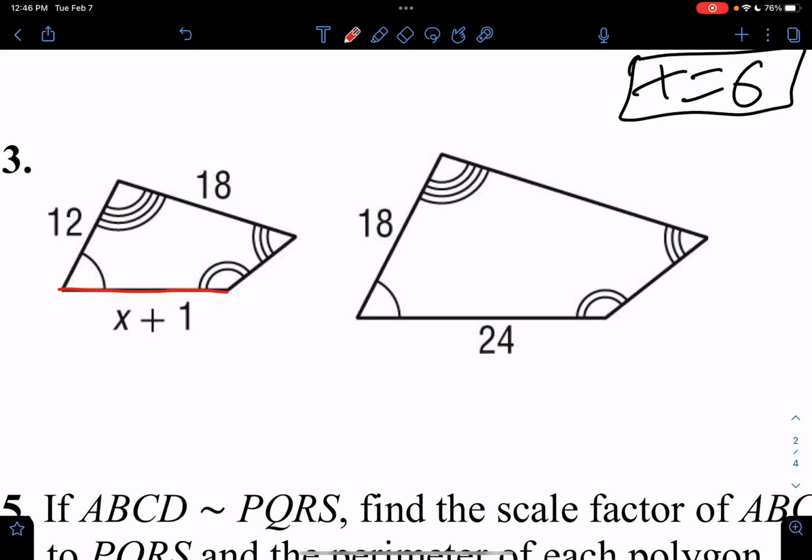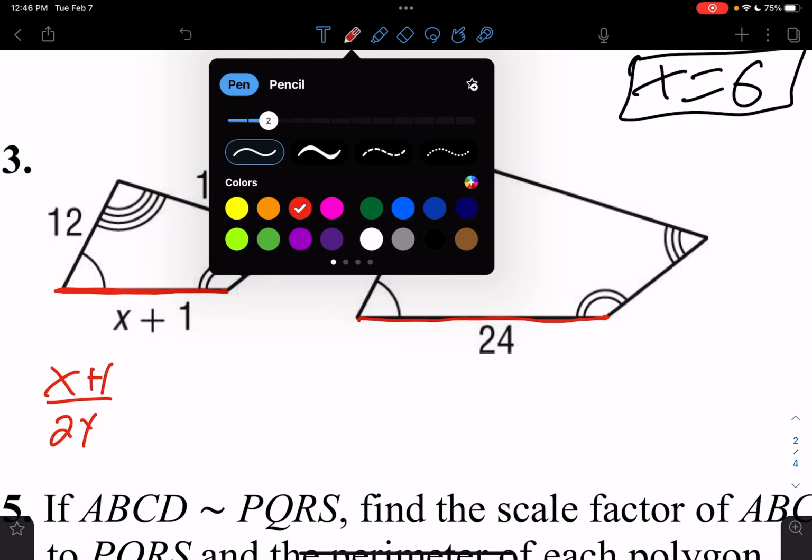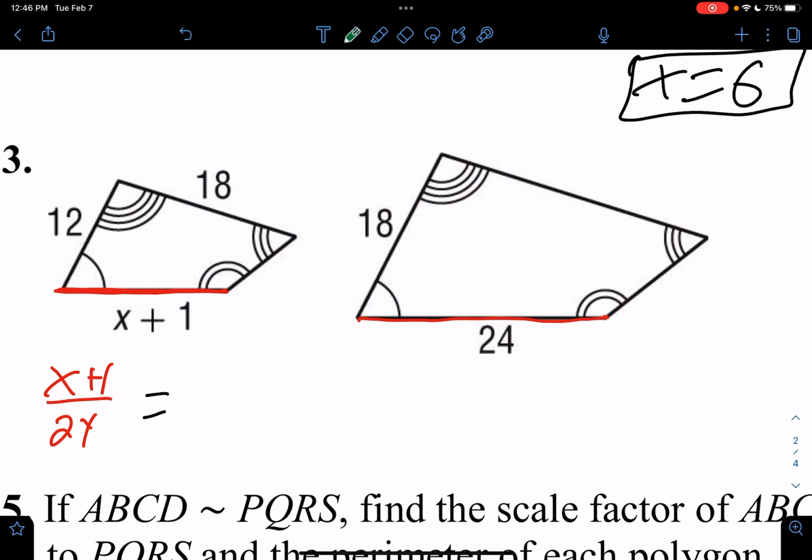So we are trying to find this side. Well, that side is in between 1 mark and 2 marks. So what do I have in between 1 mark and 2 marks? Over here, the 24. So I can say X plus 1 is to 24, just as, okay? So what else do I have? I have the 18 over here. So that's the one that I will have to use. So I have to use the 12 that is in between 1 and 4 marks. So if I use 24 in the bottom, then I have to use the 18 in the bottom. 18. So what goes on top? 12.